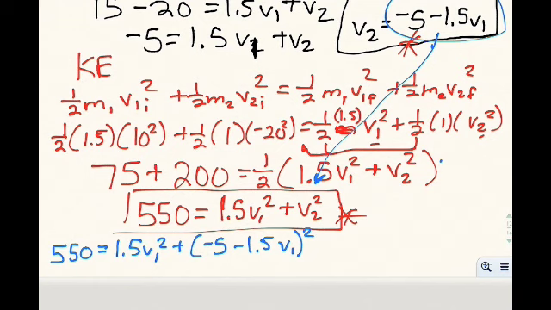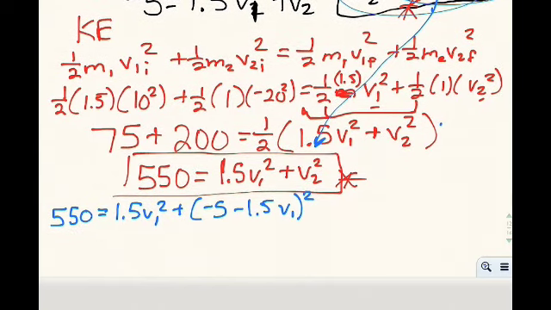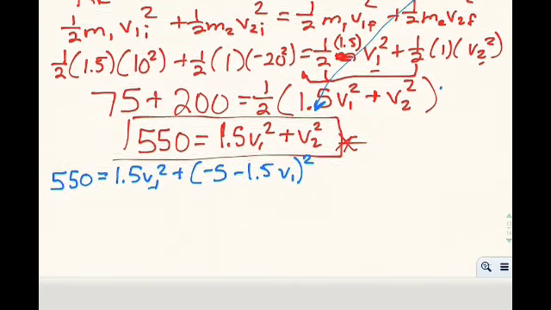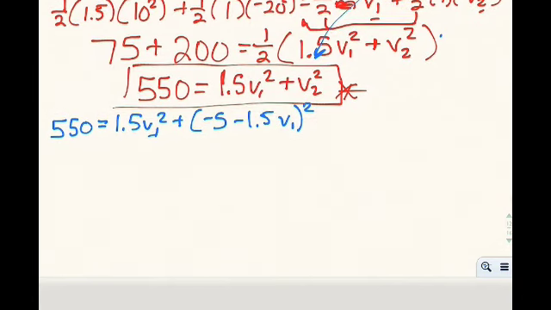So what I did is I took what v2 equals from the momentum equation, plugged it into the kinetic energy equation, and now I have an equation that has only one variable. So the only variable that you have is this v1 term. So I'm trying to solve for the final velocity of the first object. If you look at this, this can be kind of tricky now. So you need to know algebra at this point. It gets a little bit math intense if you didn't think so already.